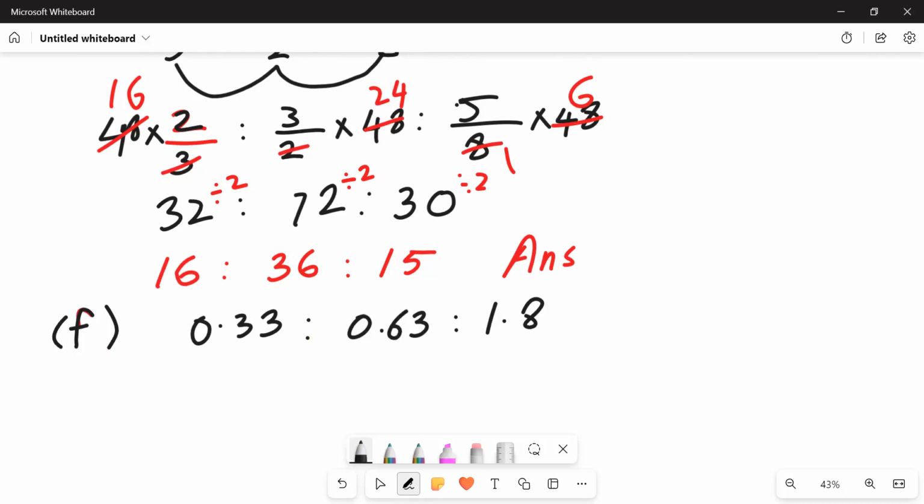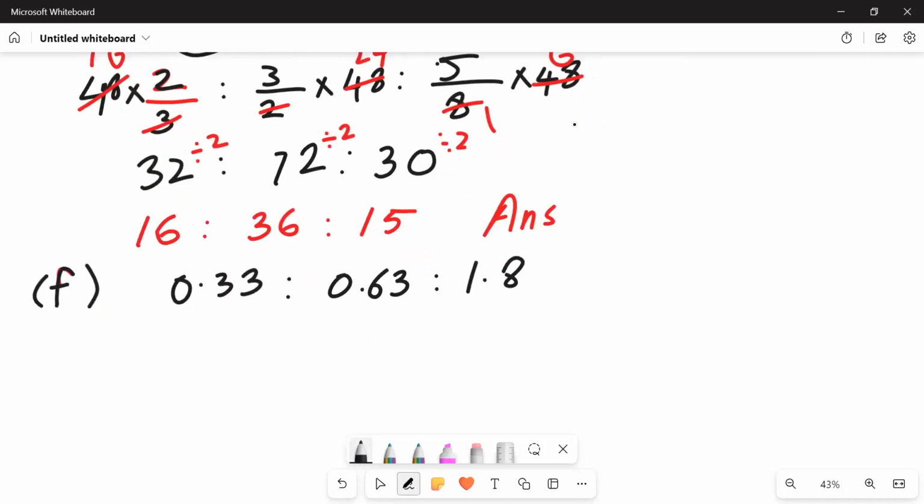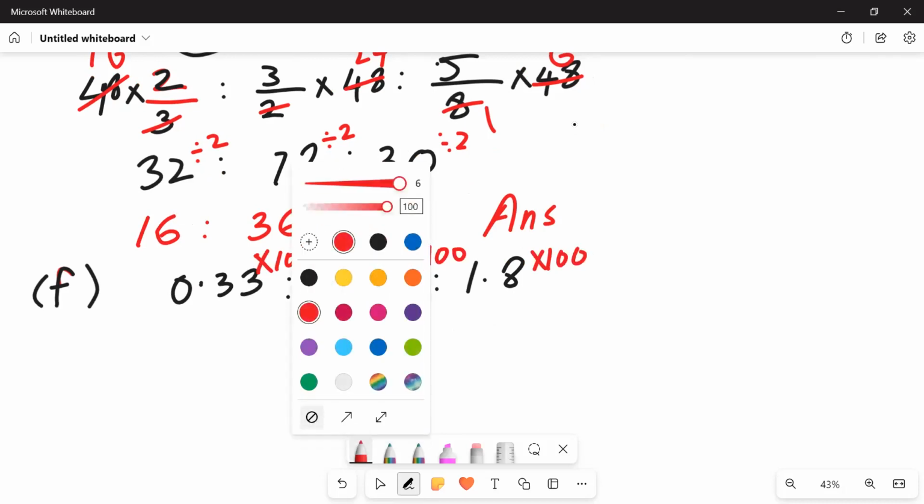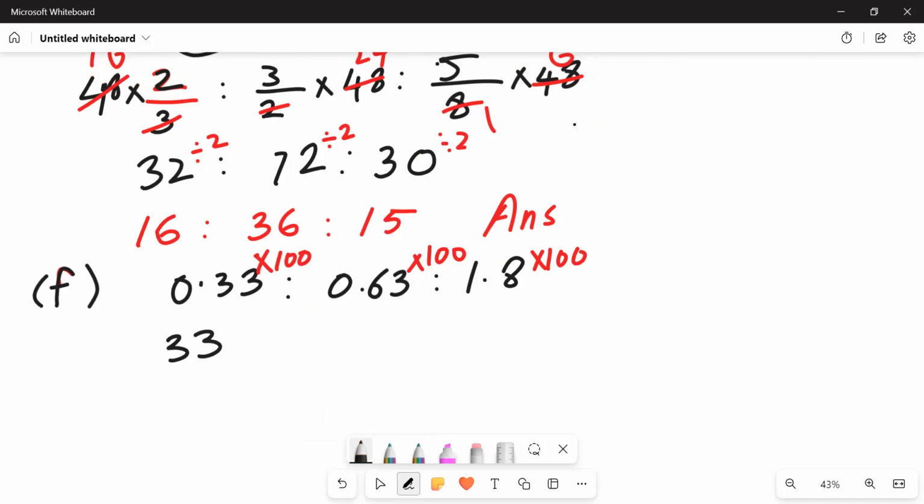1.8. Now here no unit is mentioned here. So we will simply multiply it with 100, because after the decimal point we have 2 digits. So it is better to multiply it with 100. We are multiplying all numbers by 100, so we will get the same ratio. So it will be 33, it will be 63, and it will be 180.